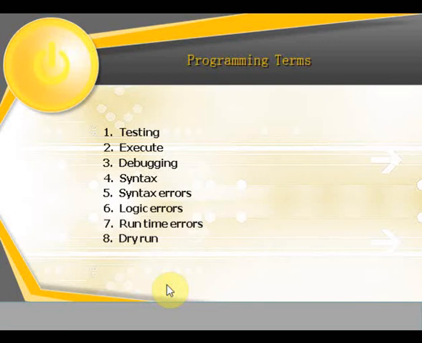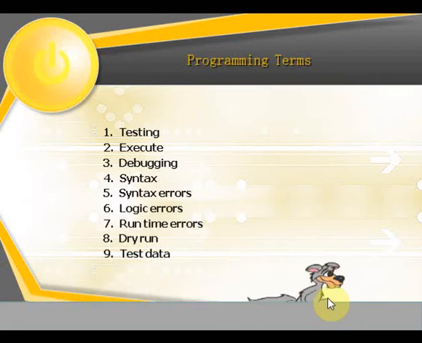So we did dry run already. The next one we'll look at is test data. Test data is sample data that mimics real data that will be inputted into your program. We normally use test data in a dry run. So if you're testing your program manually, going through it line by line, which is a dry run, the data that you use in your dry run is called test data, and it mimics the real data that will be inputted into your program. That's all you need to know.